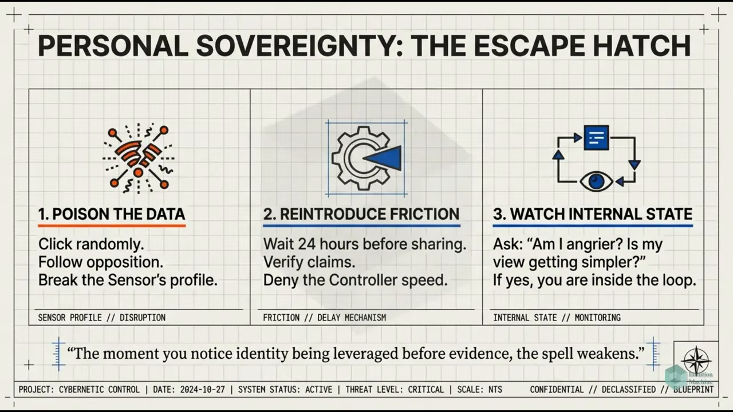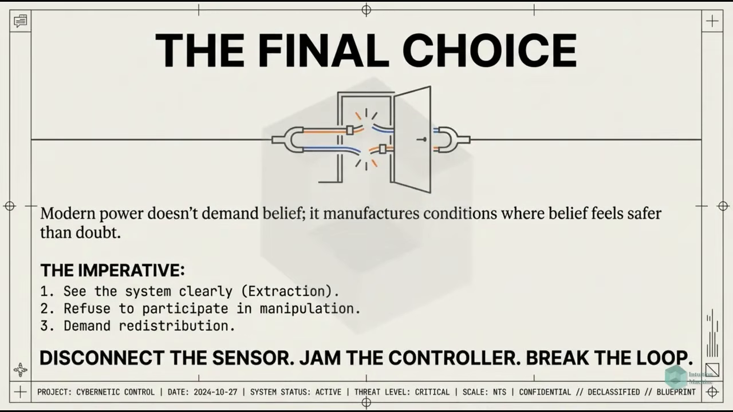The core shift. The cybernetic loop relies on coherence and flow. Your goal is incoherence. Make the system contradict itself. Make enforcement expensive. Make the narrative unstable. Modern power doesn't demand belief. It manufactures conditions where belief feels safer than doubt. Resistance isn't just about disengaging. It's about seeing the loop, refusing the script, and jamming the machine.